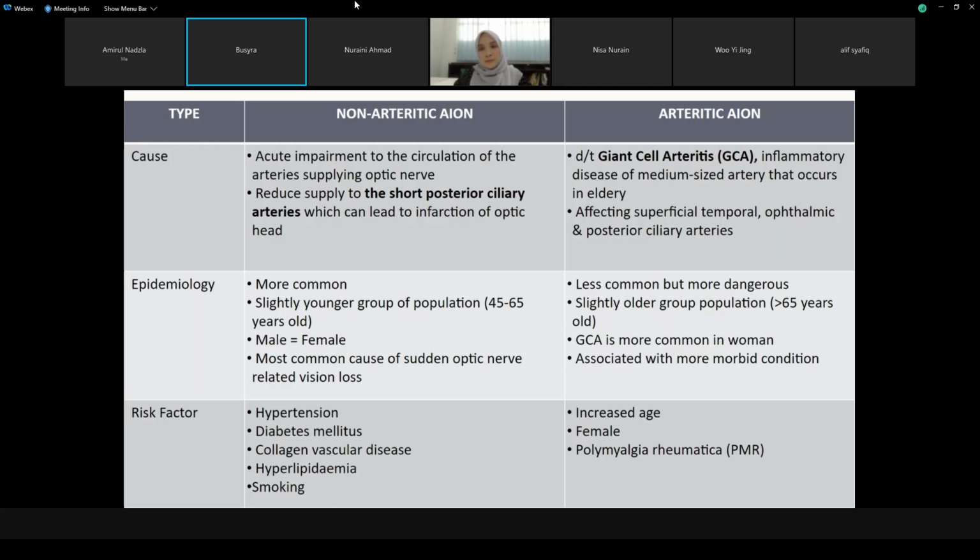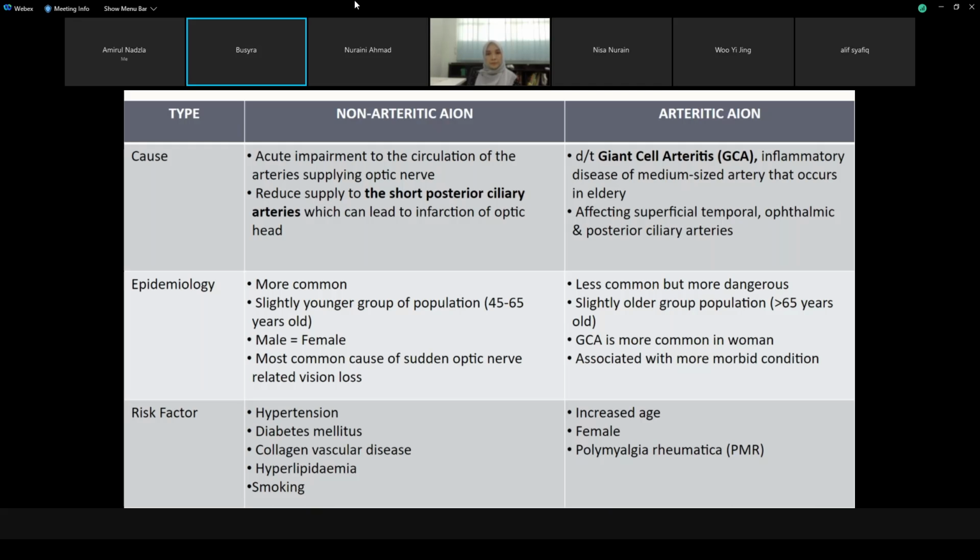is considered a medical emergency as it will result in some severe systemic and also ocular complications. It also has poor prognosis as the visual loss is usually permanent. It involves the older population, which is the age of more than 65 years old, and also more common in women. It is also associated with more morbid conditions, and this includes blindness, stroke, and also myocardial infarction.